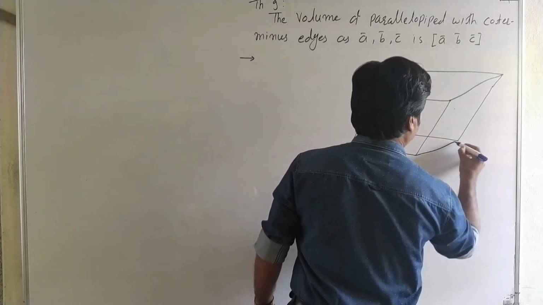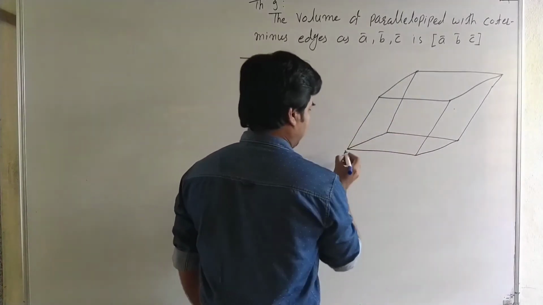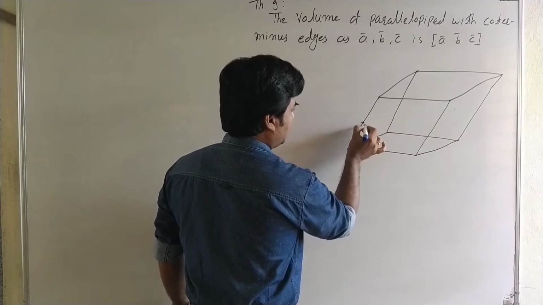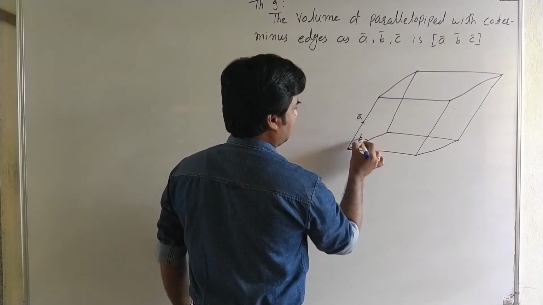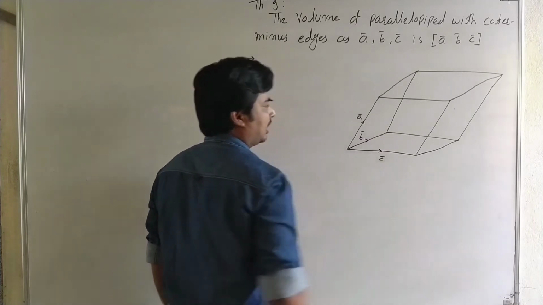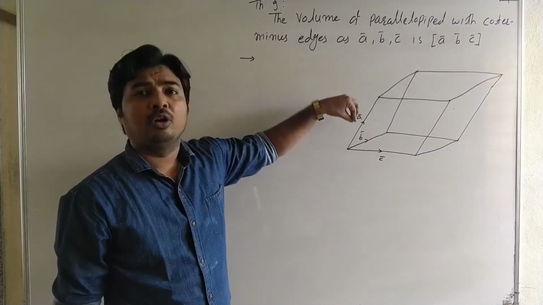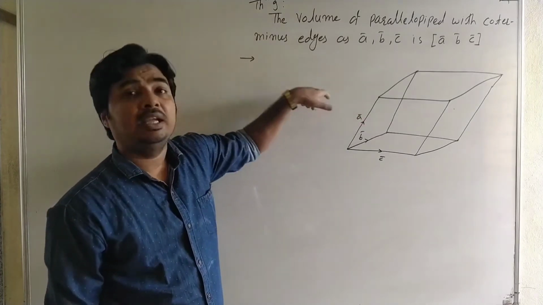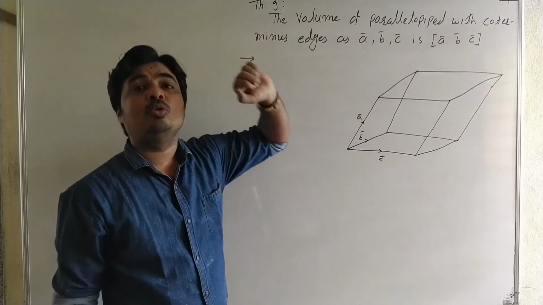Now we want to find the volume of the parallelepiped whose coterminous edges are a bar, b bar, and c bar. Here a bar, b bar, c bar are the coterminous edges of the parallelepiped. Sorry, we want to find the volume of the parallelepiped.